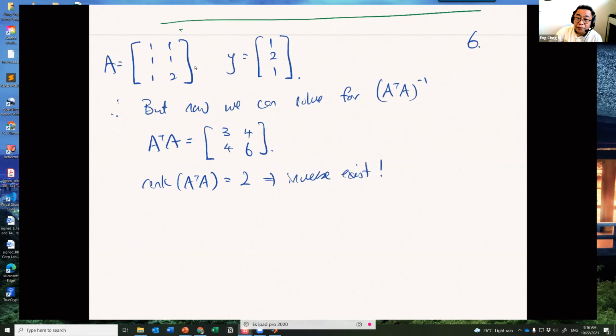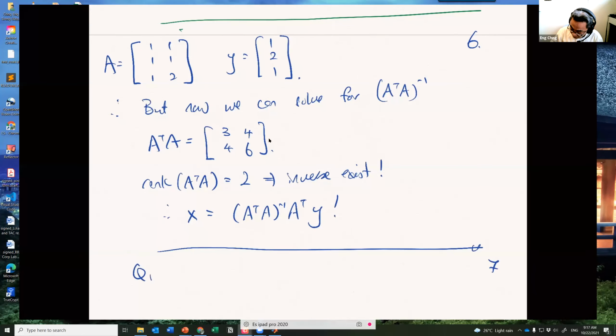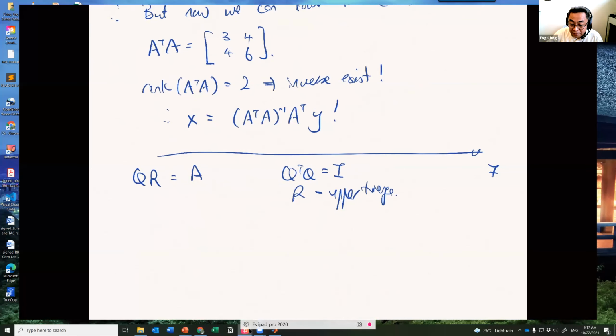Okay, so you go home and prove it to yourself. And because the inverse exists, therefore, X can be solved by that famous equation, A transpose A inverse, A transpose Y. So it can be solved this way. Okay, so you go home and try to solve it this way. Now, if I want to ask you for the QR decomposition of A, implying Q transpose Q equals to I, R equals to upper triangle, what I'm asking you to do is exactly this slide.